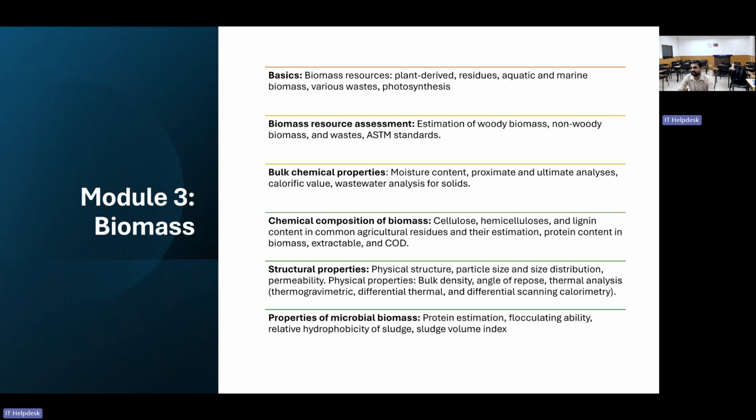And then lastly, we will discuss the properties of microbial biomass, like how to estimate the protein content in the microbial biomass, its coagulation ability, relative hydrophobicity and hydrophilicity of the sludge, and sludge volume index. These all aspects will be covered.